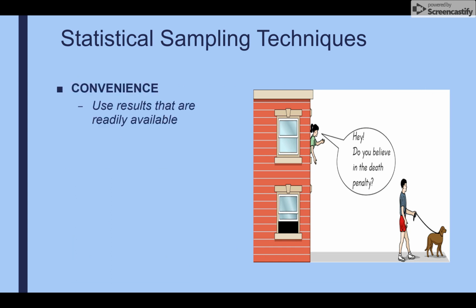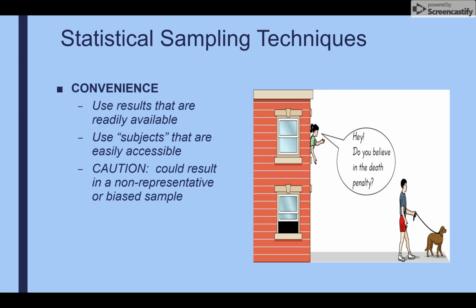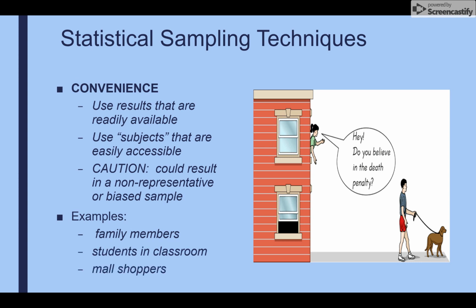Convenience sampling is where you use results or participants that you have easy access to. Perhaps family members, students in a classroom, mall shoppers. Probably all of you at one time or another have seen someone with a clipboard in the mall trying to stop people to ask them questions. You have to be careful with convenience sampling because it might result in a non-representative or a biased sample.